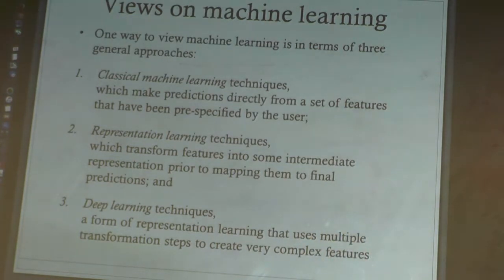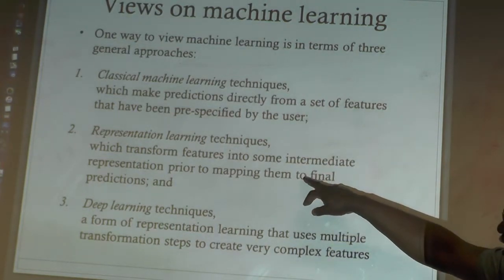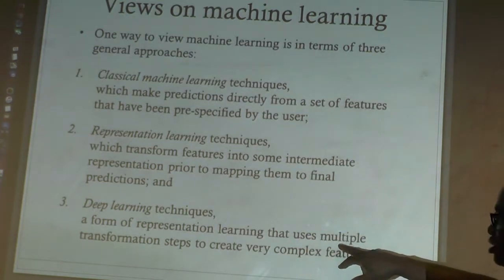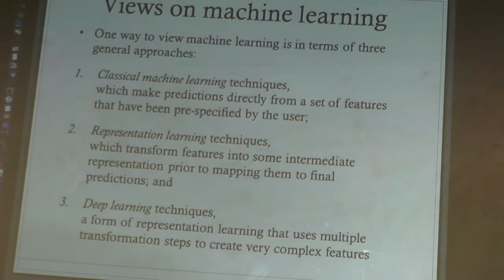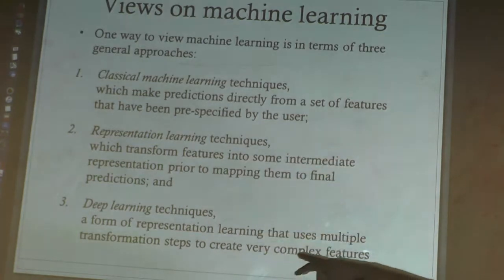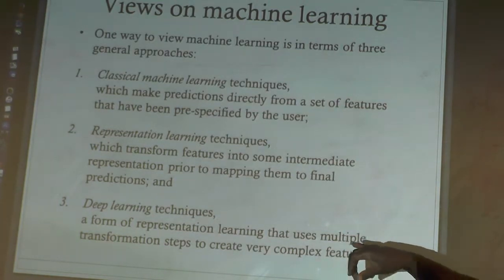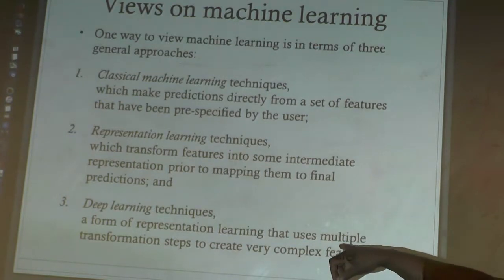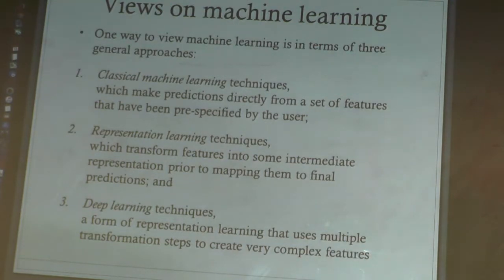And then the last one is what we call deep learning techniques. It's the same thing as representation learning, but here the transformation is multiple levels, multiple steps of transformation. It's no more a single intermediate transformation, it's now multiple transformations. And that's why we call it deep learning. So the phrase deep learning is not something really out of the blue. It simply says it's representational learning, but with multiple transformation steps.